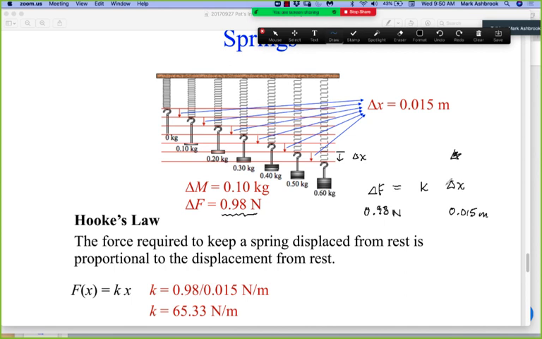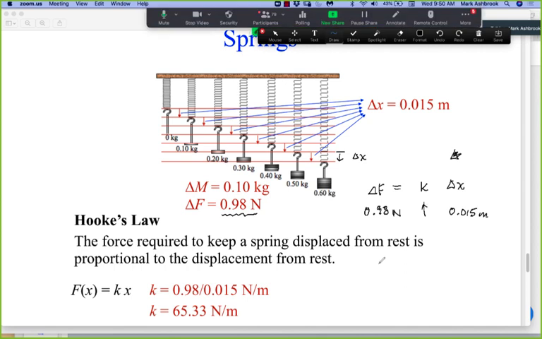So this is what, for this spring, determines the spring constant. There's a constant of proportionality of additional force to additional stretch. Like how much additional force is needed for an additional stretch? Well, that's according to this constant of proportionality. So for this spring, that's 65.33.